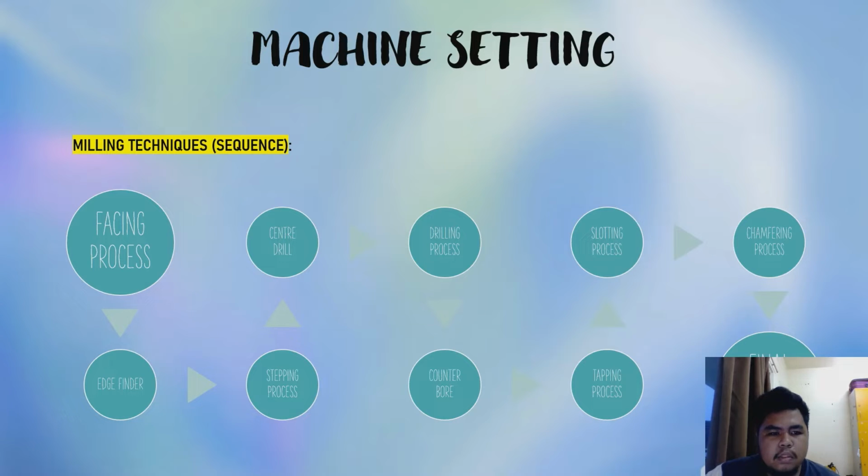For machine setting, first I would like to present 10 milling techniques in sequence. First, facing process, followed by edge finder, then stepping process. Fourth is center drill. Fifth is drilling process. Next is counterbore. Then followed by tapping process, slotting process, chamfering process, and the last is the final product.